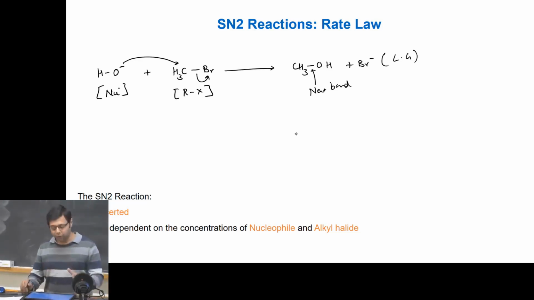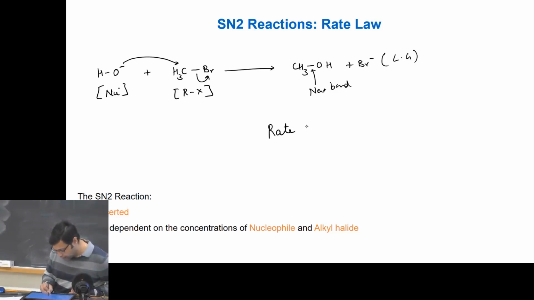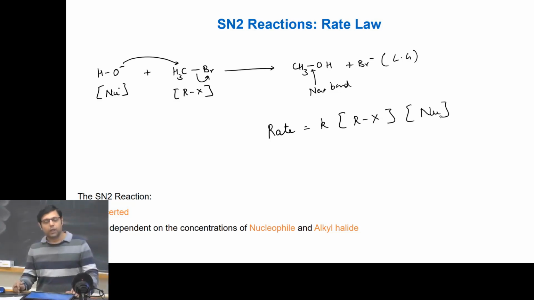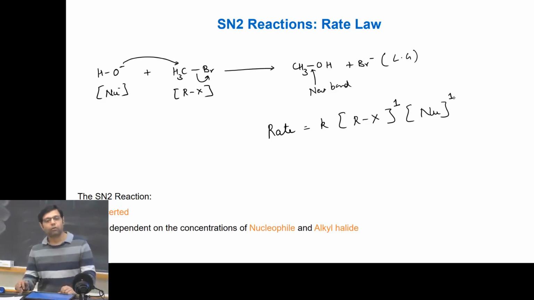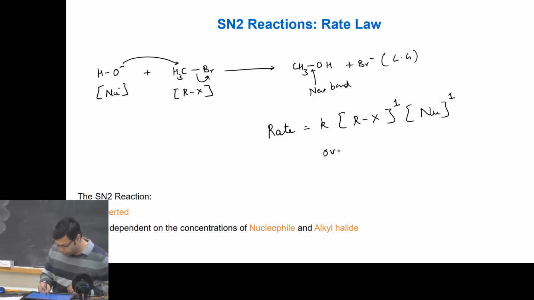Now the experimentally found rate law for this reaction is rate equals rate constant times concentration of alkyl halide times concentration of the nucleophile. Now if you remember your general chemistry 112, the exponents in a rate law are called orders. So the order with respect to RX is 1. I have not written anything there. It's understood to be 1. The order with respect to nucleophile is also 1. And the overall order of the reaction is the sum of all the exponents. So the overall order for this reaction is 1 plus 1, that is equal to 2.